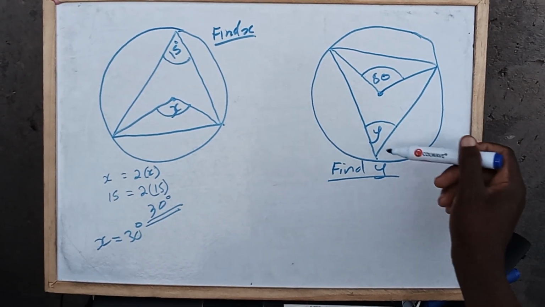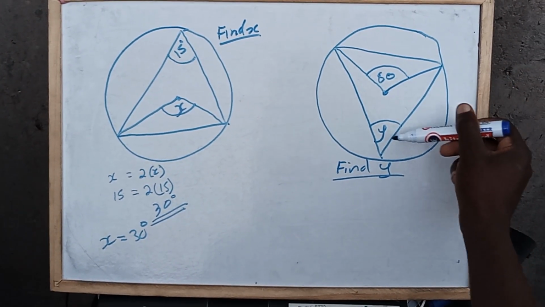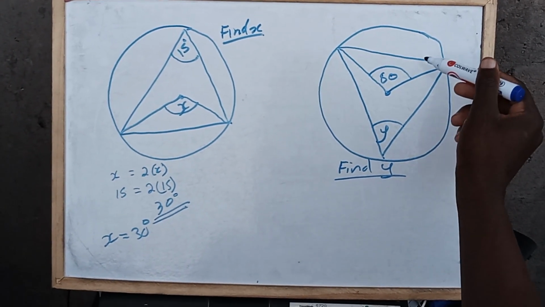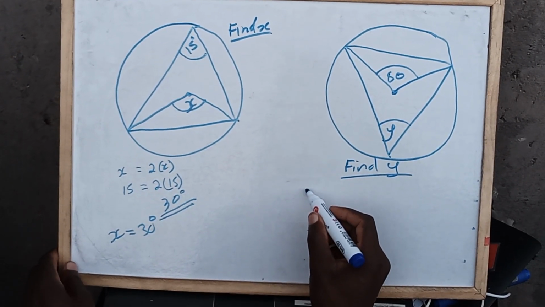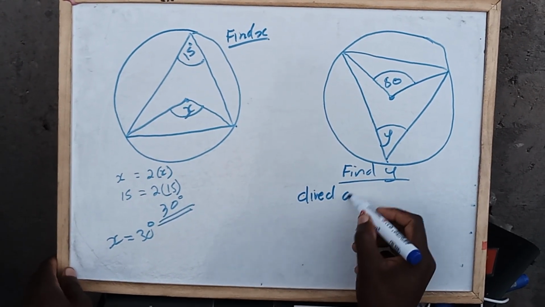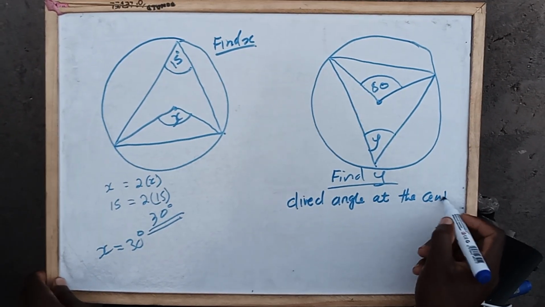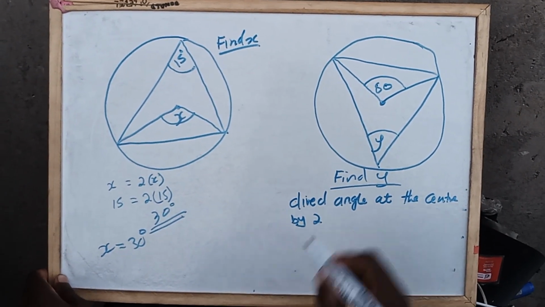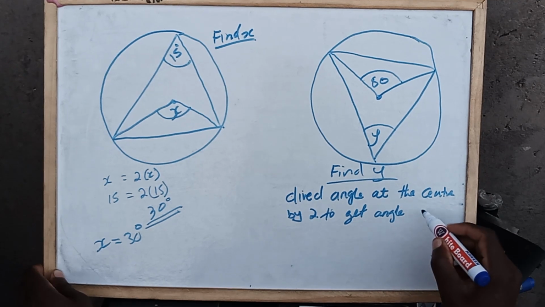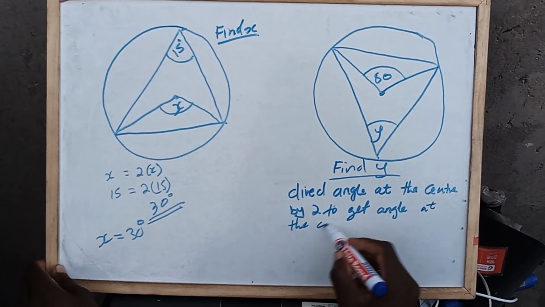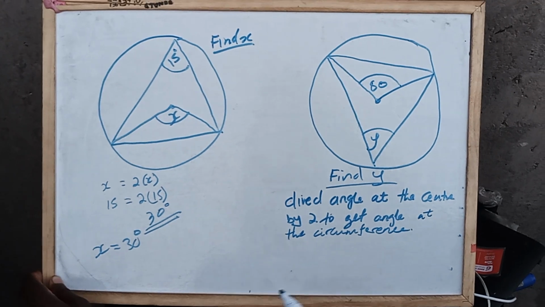In this case, we need to know that the angle at the circumference is twice the angle at the center, which means for us to get y, we have to divide the angle at the center by 2 to get the angle at the circumference.